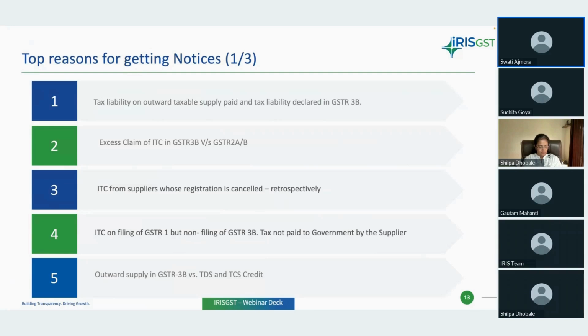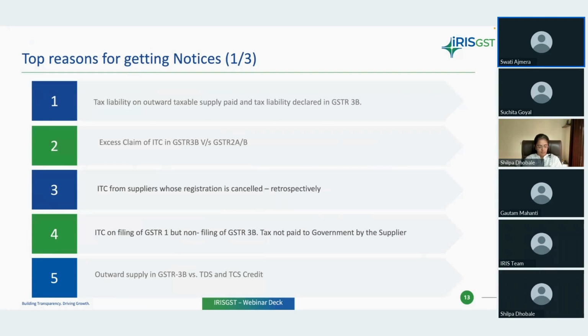And now the government has restricted your ITC through notification number 40/2021, issued on 29th December, that ITC cannot be taken beyond GSTR 2B. So if there is any mismatch in the ITC reflected in 2A or 2B and what you have claimed in the GSTR 3B, you will get a notice from the department.